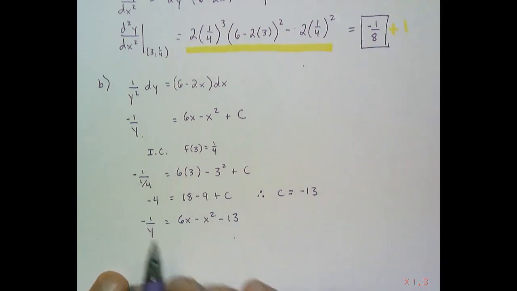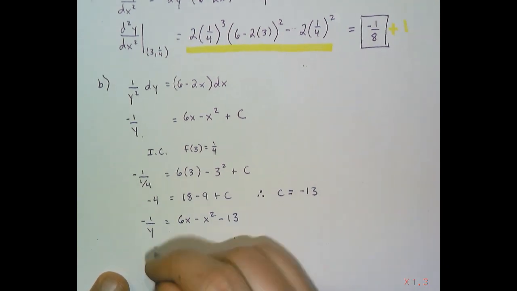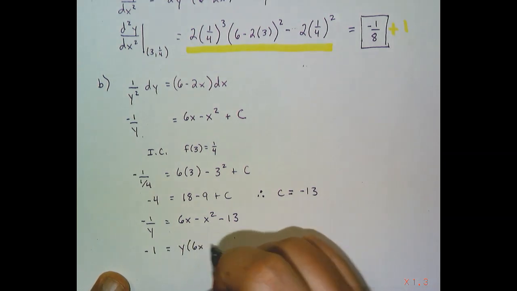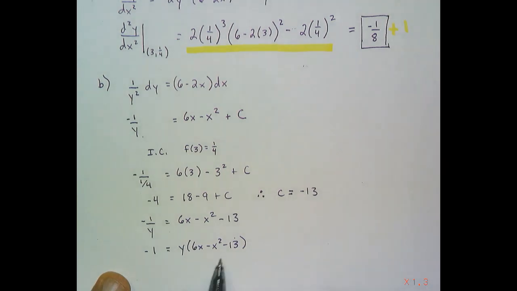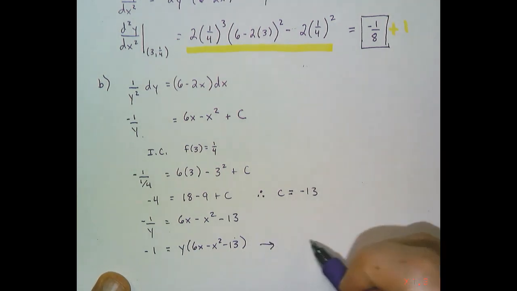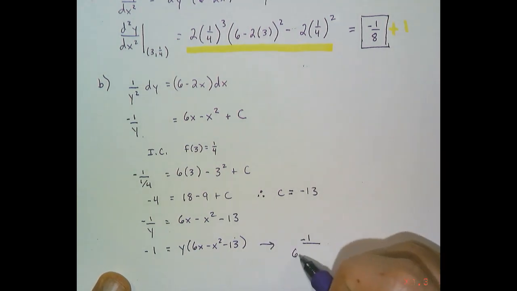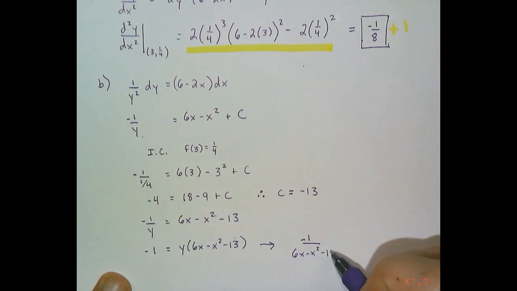If I want to solve this for y, I can multiply the y across, and then I can divide this to the left-hand side. And so I get y equals negative 1 over (6x minus x squared minus 13).